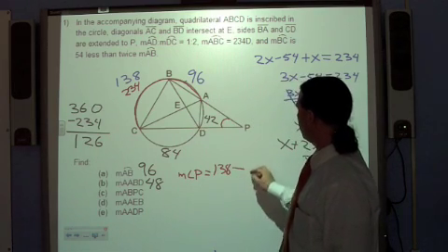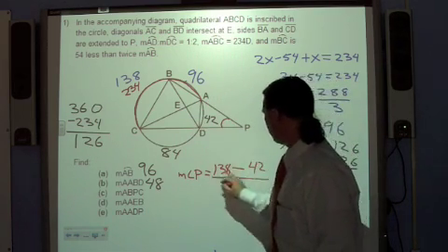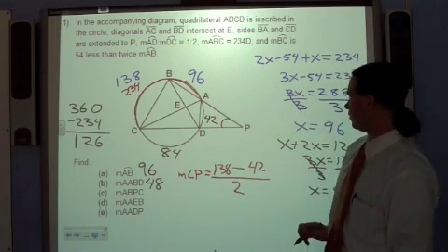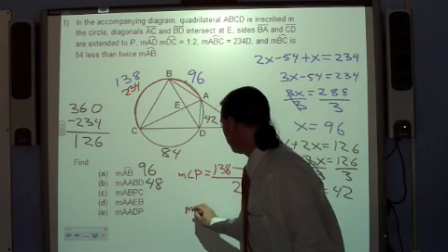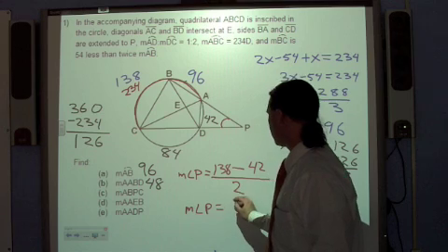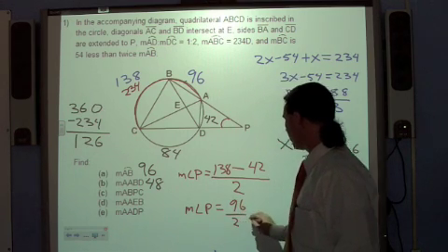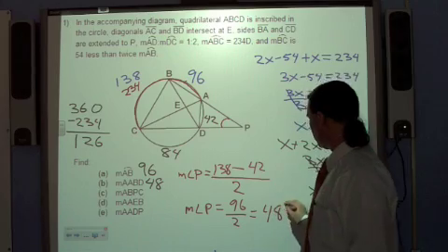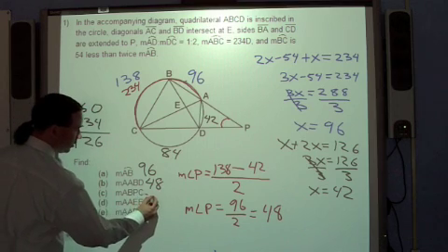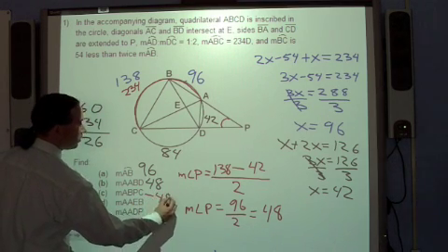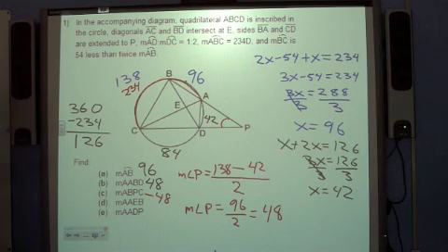minus 42 divided by 2. 138 minus 42 is 96. Measure of angle P is 96 over 2, which is 48. So this guy here, also 48. It seems a little high. Did I get that right? 138 minus 42. Yes? Okay, so we're 48.